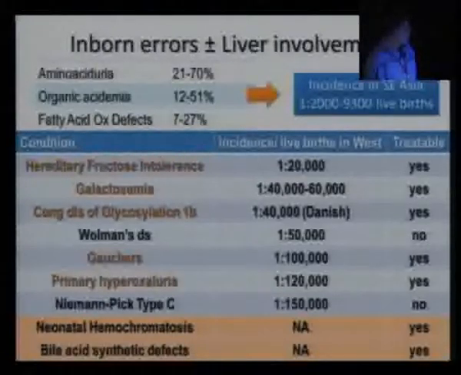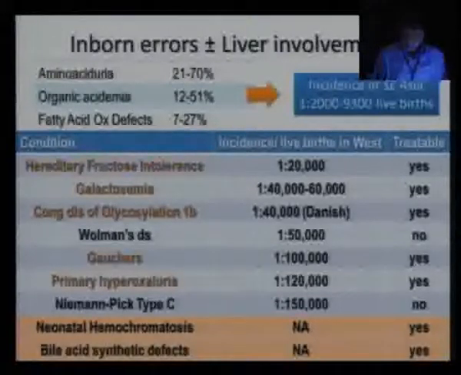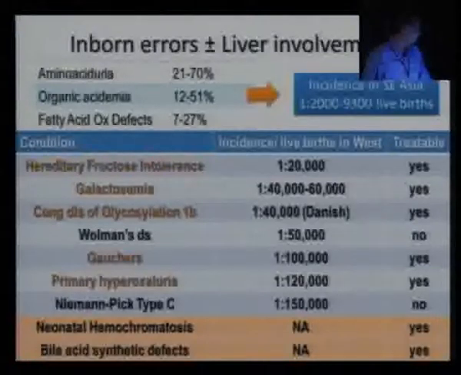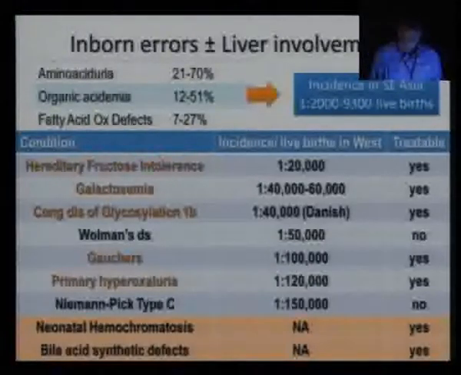See here what I have tried to do, treatable disorders: hereditary fructose intolerance, galactosemia, congenital glycosylation defect 1B, Wolman's disease, don't have much of treatment. Gaucher's, yes, enzyme therapy now, although expensive. Primary hyperoxaluria, yes, treatment. Niemann-Pick type C, no. Neonatal hemochromatosis, yes. Bile acid synthesis defects, yes. So many of these disorders do have the treatment. Although it may be expensive, maybe they will become less expensive over a period of time, but they can be available. There are people who can afford the therapy, they can go. And therefore, most of these treatable disorders should be recognized in our country.